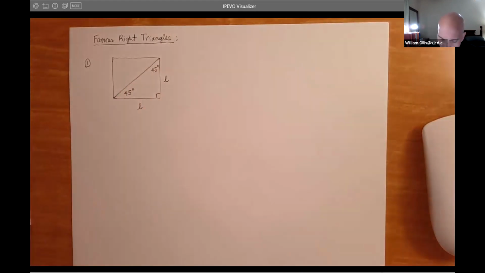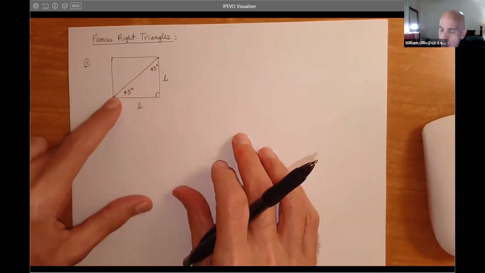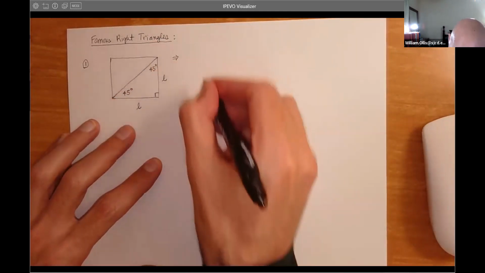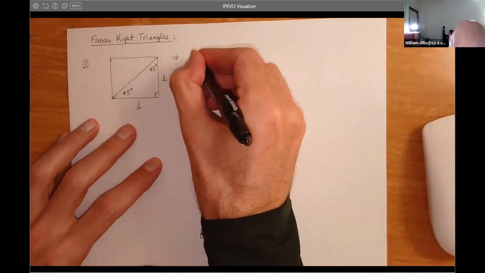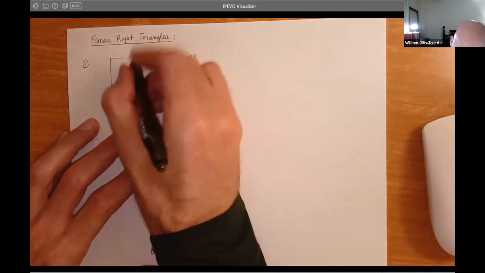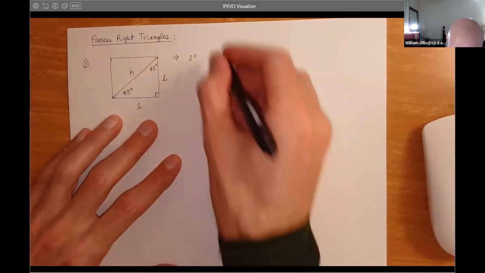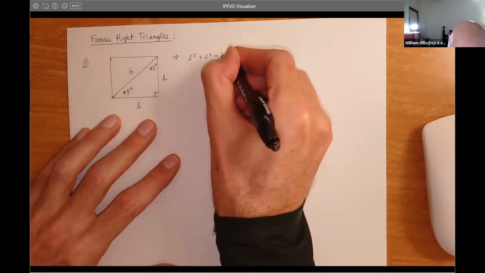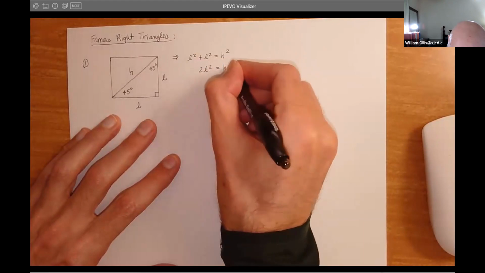And when we look at this, we're thinking, okay, well, this is a nice triangle. It's isosceles. So now what does this imply? Well, for our 45, 45, 90 triangle, we'll just have L squared. And of course here, if you like, we'll just call this H for hypotenuse, just to give it a letter. So we have L squared plus L squared equals H squared. So 2L squared equals H squared.